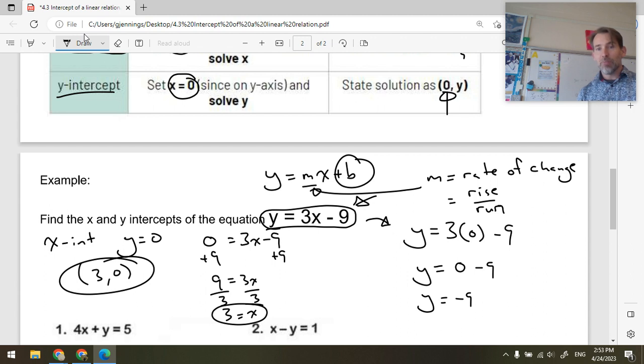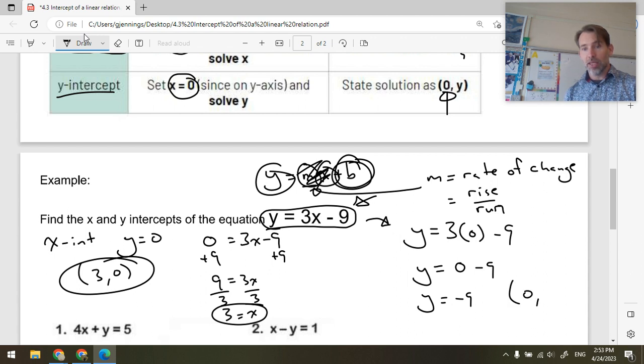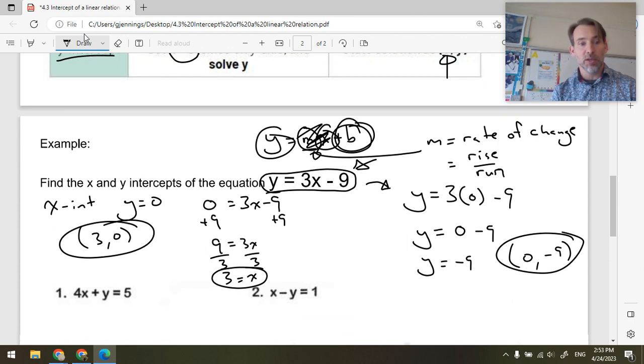You see, it doesn't matter what the m or the rate of change is. If I let x be 0, all that just goes away, and I'm left with y equals b. And so that's why b gives us the y-intercept. It gives us the point 0 in the x, -9 in the y. So that's our y-intercept. That's how you find them with the y equals mx plus b form.